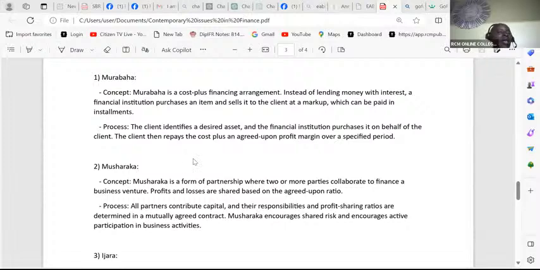Then we have what we call musharaka, which in Kiswahili is kushirikiana. Under musharaka, we shall have two parties, ladies and gentlemen, A and B. They come together, they partner and do business together. So musharaka is a form of partnership where two or more parties collaborate to finance a business venture. Because they collaborate, if they get profits, they share equally or in an agreed proportion. Profits and losses are shared based on the agreed ratios. All partners contribute capital, and their responsibilities and profit sharing ratios are determined in a mutually agreed contract. Musharaka encourages shared risk and active participation in business activities.